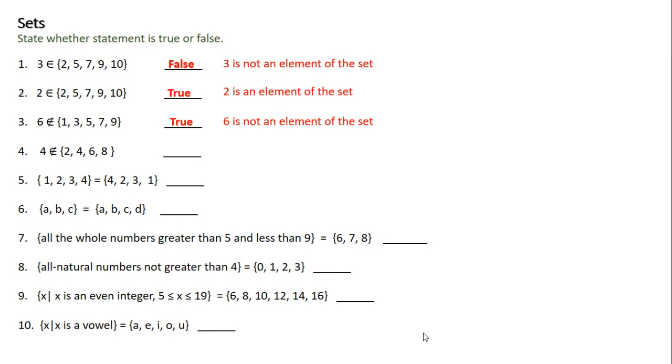All right. Number 4. 4 is not an element of {2, 4, 6, 8}. Oh, this is a false statement because 4 is in that set, so that is false.